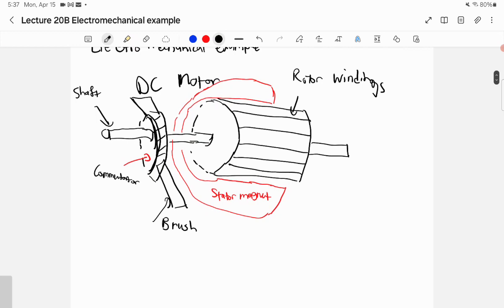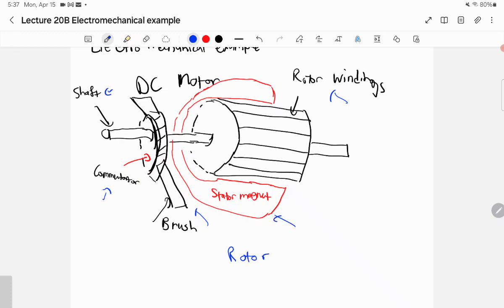Okay, so here's our model of a DC motor. We have the commutator, which is down here. We have a brush, which gets spun by the commutator. We have a shaft. We have rotor windings, and the rotor, and we have a stator magnet. We have a magnet as well.